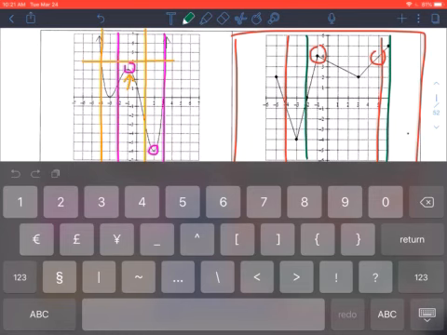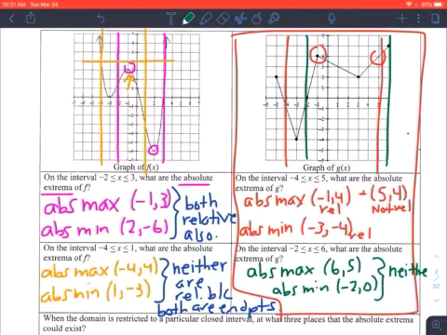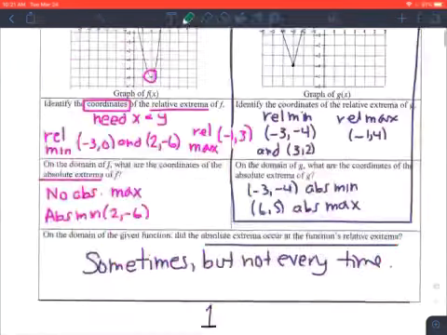Oh, I don't know how to make that go away. There we go. Are relative. Okay.